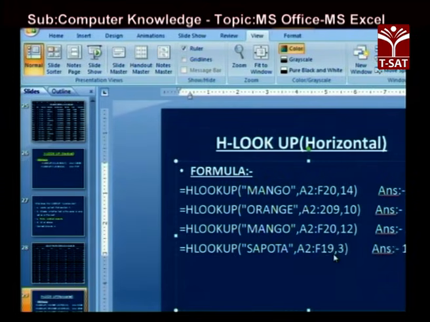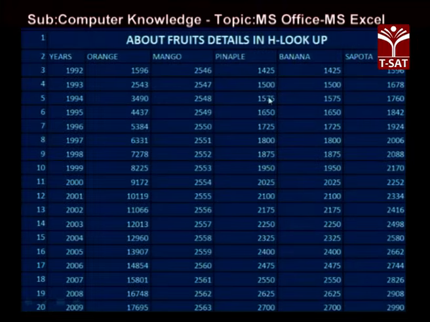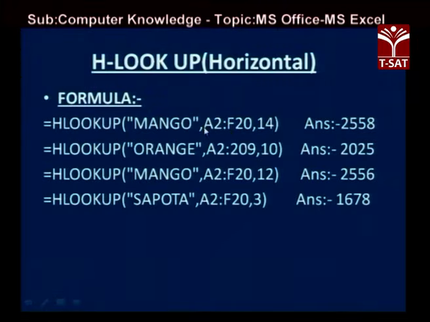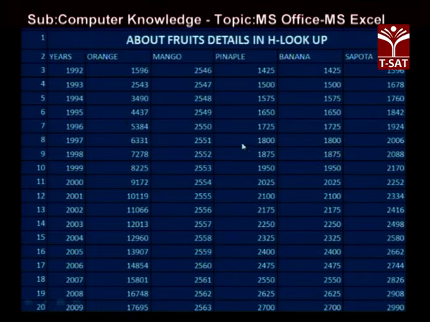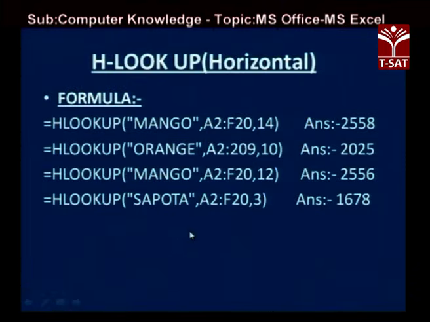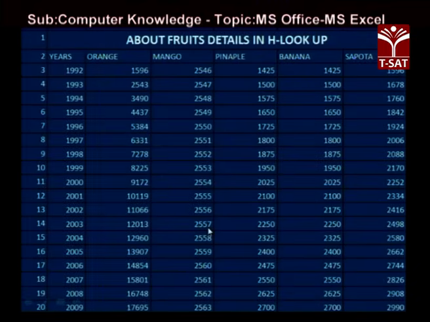In formula, single letter also very important. So, A2 to F20, and 14, 2558 is the storage value for mango. Mango, A2. The 14th value, what is the 14th value here? 2558 is the 14th, that means it is 15th.